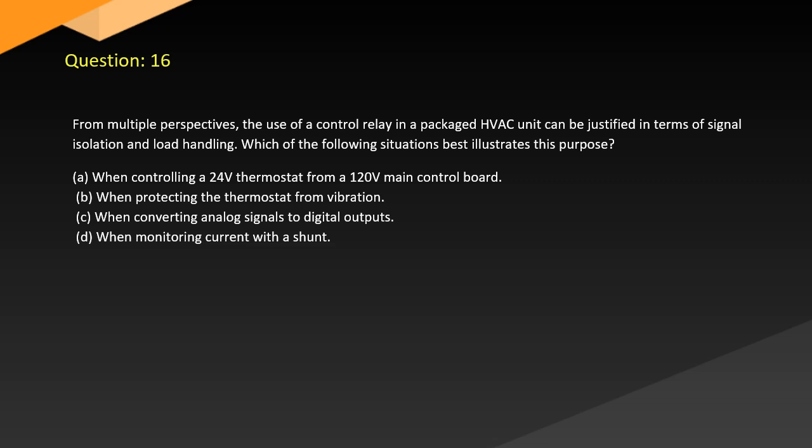Question 16. From multiple perspectives, the use of a control relay in a packaged HVAC unit can be justified in terms of signal isolation and load handling. Which of the following situations best illustrates this purpose? A. When controlling a 24 volt thermostat from a 120 volt main control board. B. When protecting the thermostat from vibration. C. When converting analog signals to digital outputs. D. When monitoring current with a shunt.